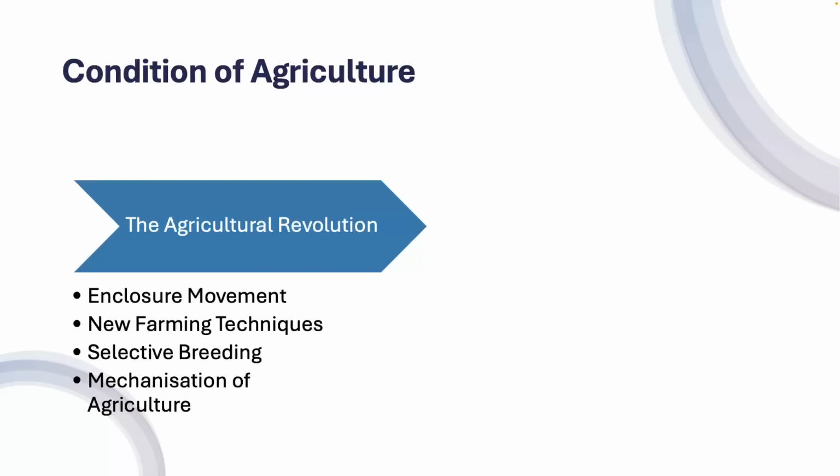So, for example, the enclosure movement was where we see landlords increasingly consolidate small farms into larger ones. This process involved essentially the privatisation of common land, which had been used by small farmers for grazing and cultivation. Now, while this increased agricultural efficiency and ultimately led to more profitable farming in the long run, it would also displace many smallholders of land and contribute to a sense of rural poverty and migration to the cities to seek work.